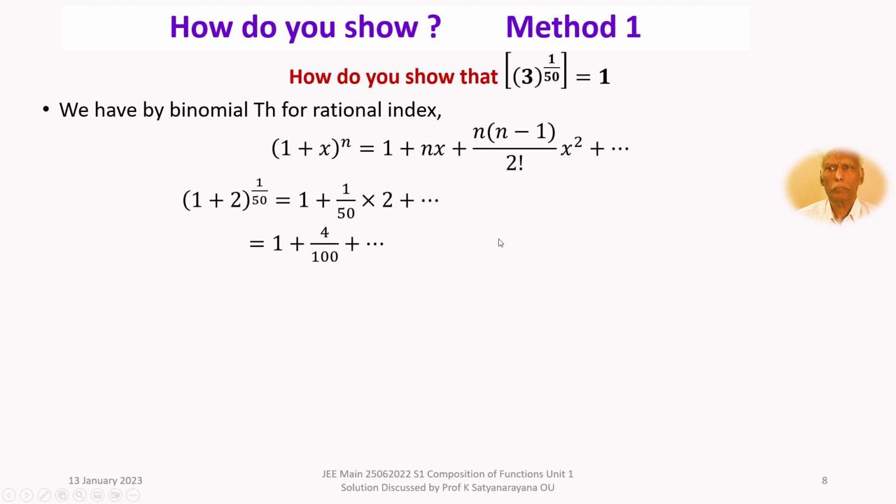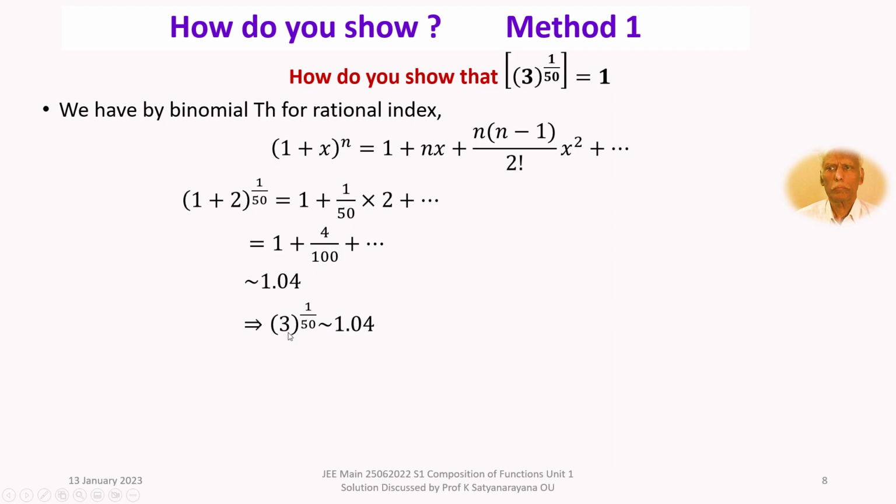That means we are approximating by taking just two terms of the expansion. It's only an approximation what we are considering, and this will be approximately equal to 1.04. This is the approximate decimal representation of 3 power 1 by 50. So it is approximately equal to this. Therefore 3 power 1 by 50 is approximately 1.04.